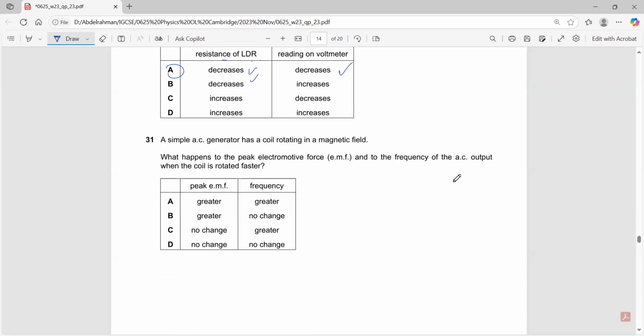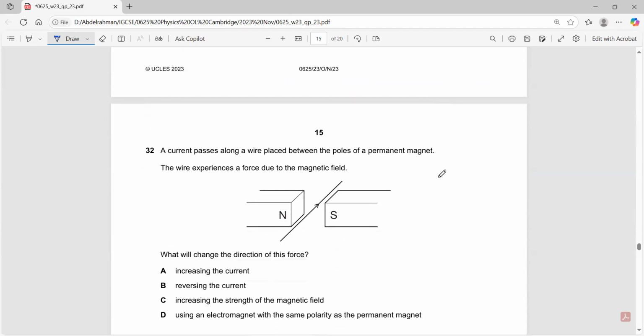A simple AC generator has a coil rotating in a magnetic field. What happens to the peak EMF and the frequency output when it is moved faster? When you rotate it much faster, what happens? The amount of EMF generated is greater. What about the frequency? It's also greater as you increase the speed of rotation.